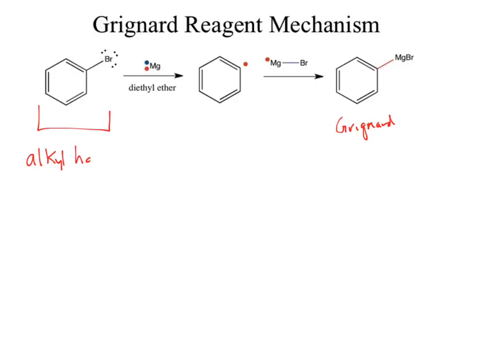An alkyl halide. In this case, we're starting with a bromobenzene, but it doesn't have to be bromobenzene. It can be any alkyl halide. Okay. What is the charge on the carbon in your Grignard reagent? Why are you saying partially negative? Bond to what? What can you tell me about the bond to magnesium?